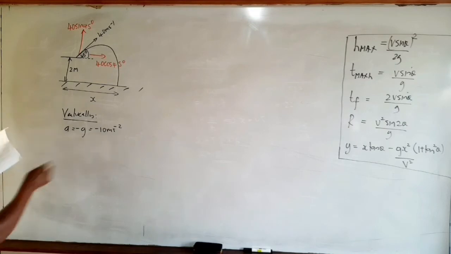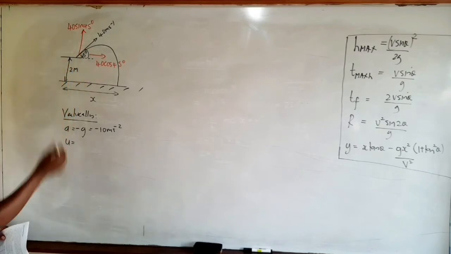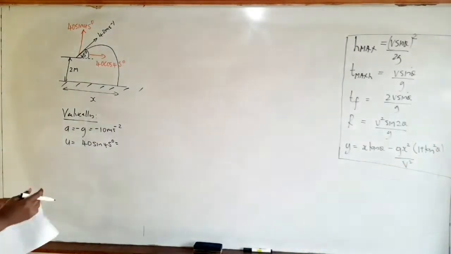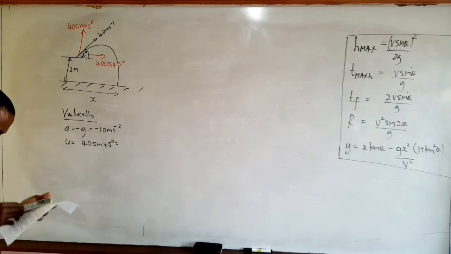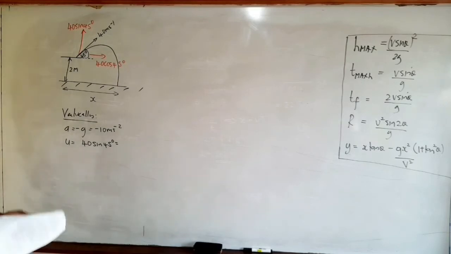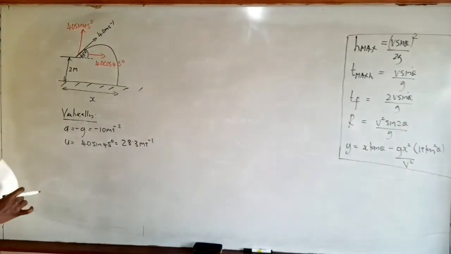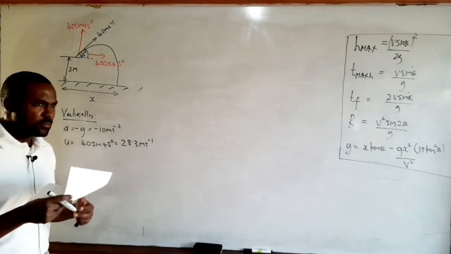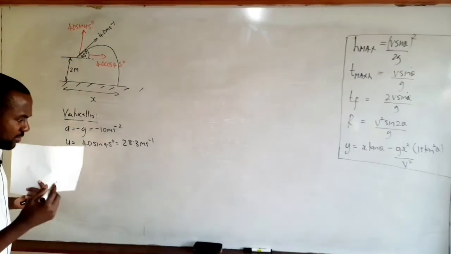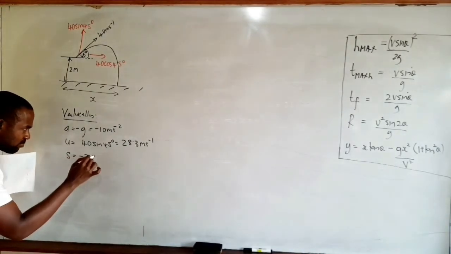So 45 is its own complement, and so sine 45 is equal to cos 45. Vertically, a is equal to minus 10, and the initial vertical velocity u is equal to 40 sine 45, which we can work out to give 28.3 meters per second. When it strikes the ground, it will be 2 meters below the initial level of projection, and therefore its net vertical displacement s is equal to minus 2 meters.